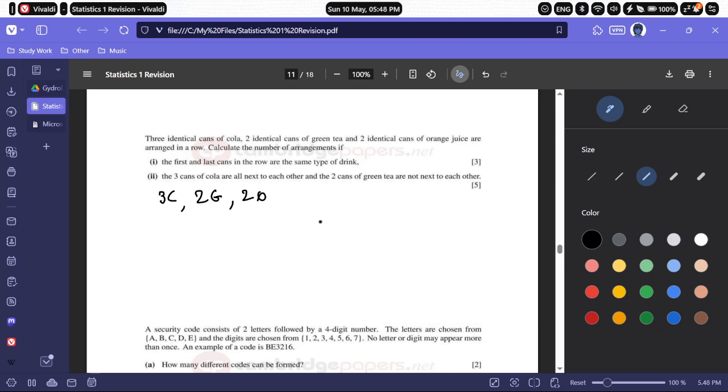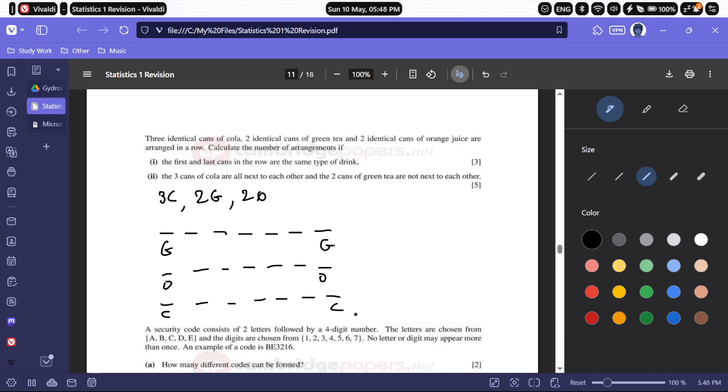So for this, just think about it, right? Start by making dashes. So you have 1, 2, 3, 4, 5, 6, 7. So you can either have the green type, right? Or you could have the orange type, or you could have the cola type. So I'll just make rough diagrams just so that it makes more sense. 1, 2, 3, 4, 5, 6, 7. So C's and C's. Okay.